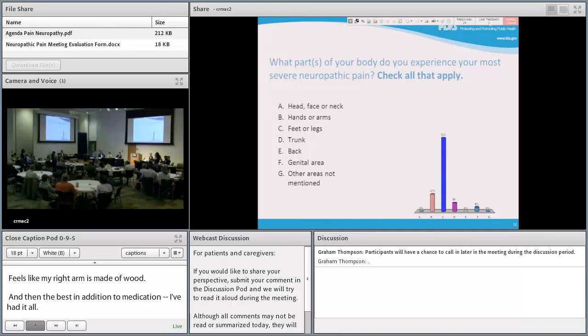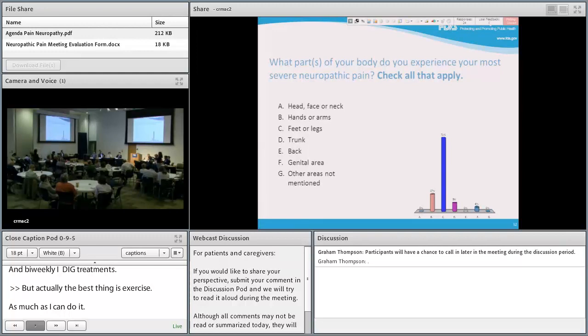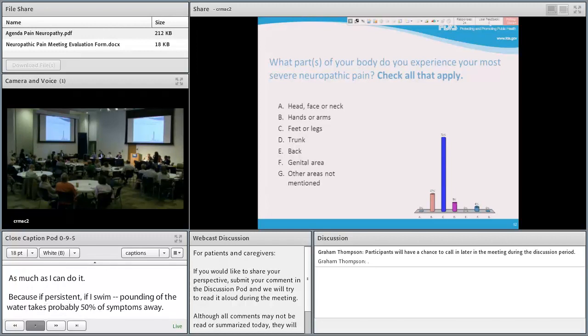But actually the best thing is exercise as much as I can do it, because the persistent, I like to swim, pounding of the water takes probably 50% of the symptoms away, as long as everything else is working. Okay, thank you, Tim. Are there other areas that you'd like to share with us before we move on to the next question?